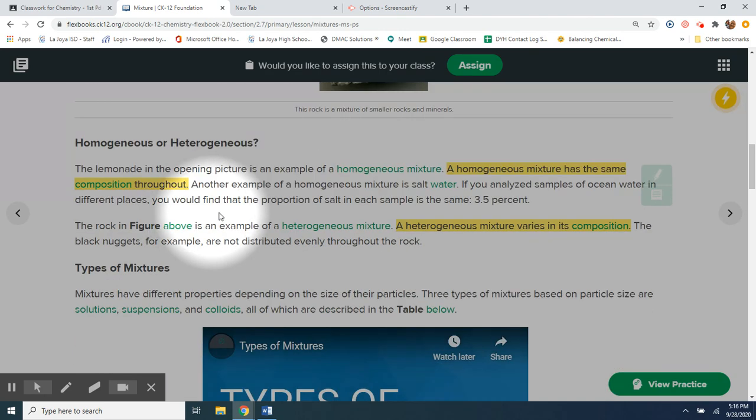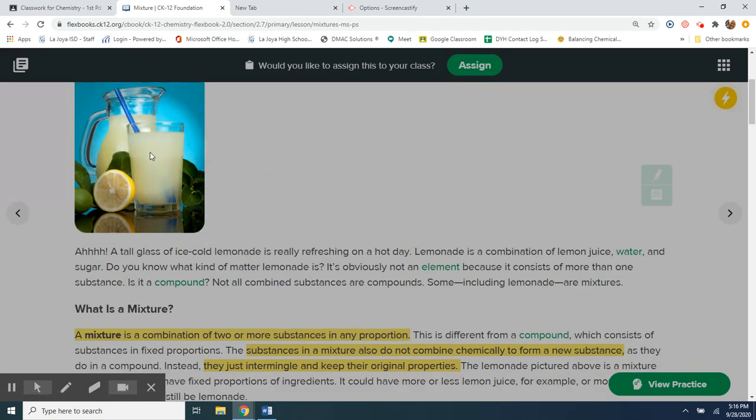So let's categorize. Mixtures can be further categorized into a homogeneous mixture or a heterogeneous mixture. For example, the lemonade in the opening picture is an example of a homogeneous mixture. A homogeneous mixture has the same composition throughout. Remember when we talked about uniform? If it looks uniform, like one color, it's going to be homogeneous. So here it's all one color, in this case a light pink, a light yellow color. That is a homogeneous mixture because it's all one color.